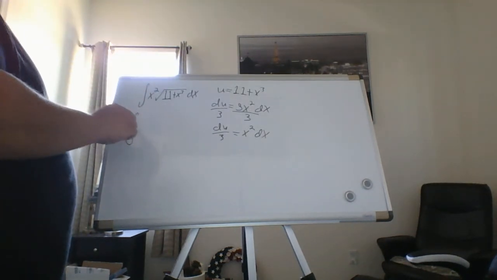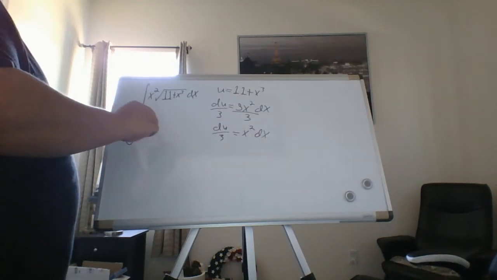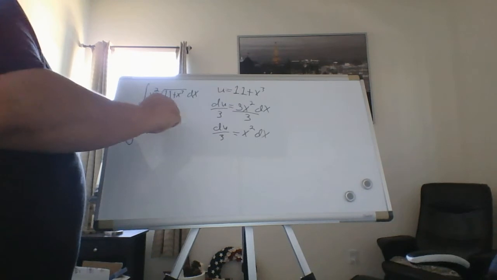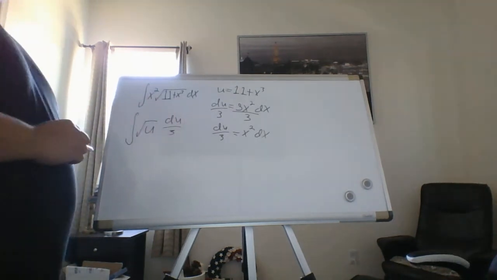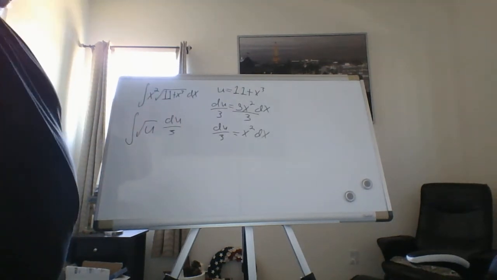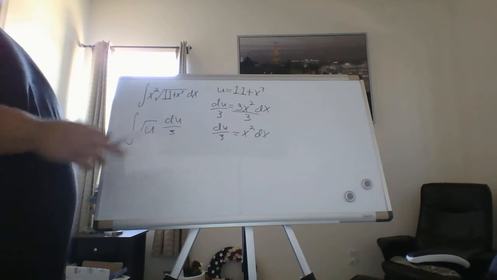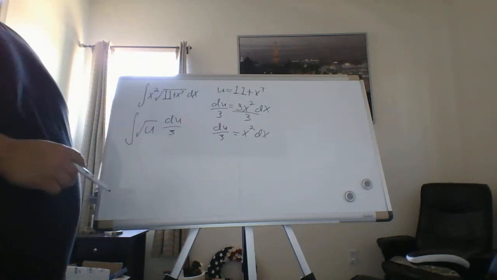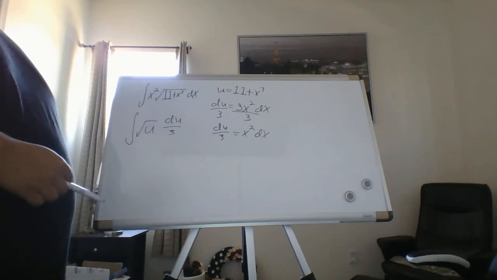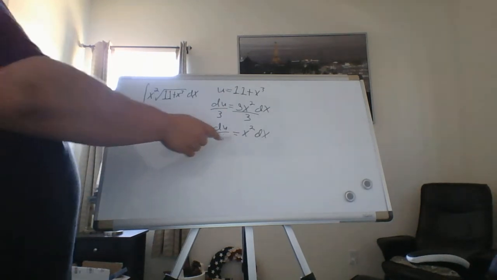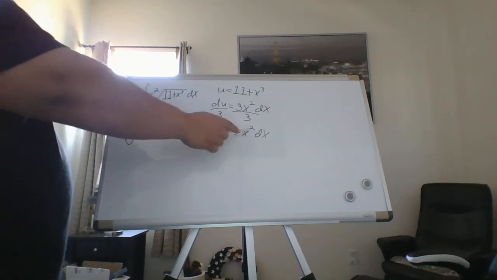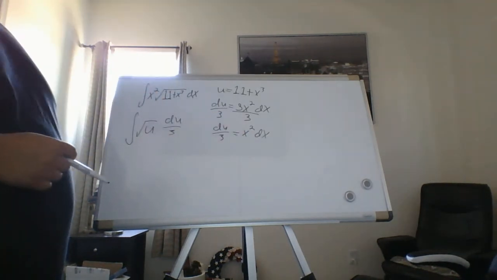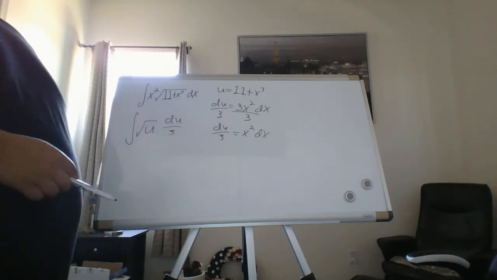So this is our new integral. That's going to be easier. Now, the first thing we got to do is get rid of this 3. We don't want it here. We just move the 3 so we can get x squared dx. That's the only reason we did this.